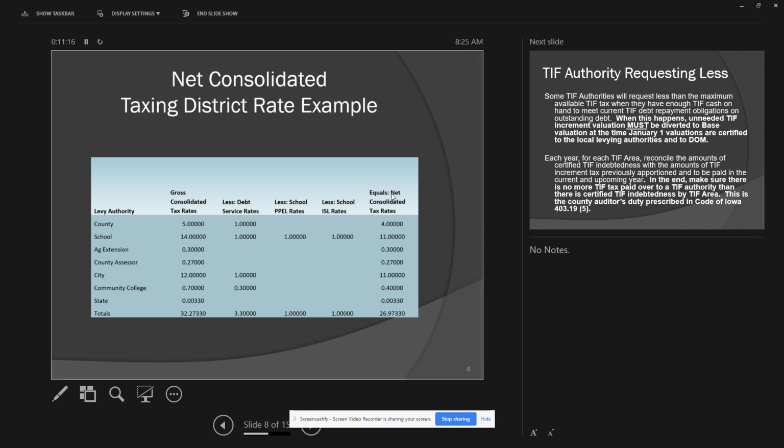So the rate for calculating TIF revenue, what that TIF authority is going to get in diverted revenue, is actually going to be the gross consolidated minus all those protected rates. So we'd add those all together, and we'd take out any PEPL, ISL, and any debt service. And the rate to be used for calculating TIF revenue is this 26.97330 in lieu of the 32.27330.